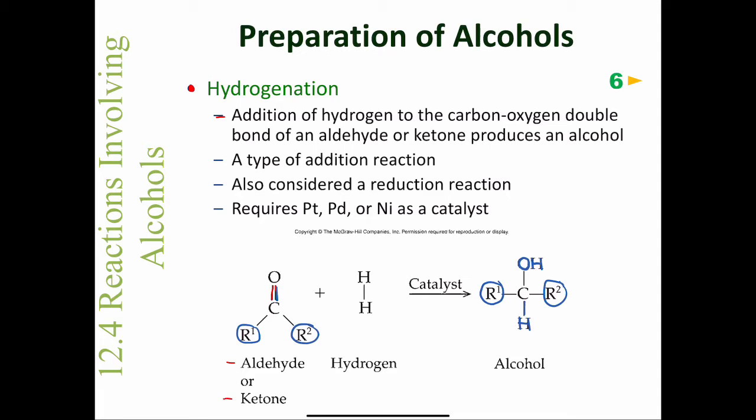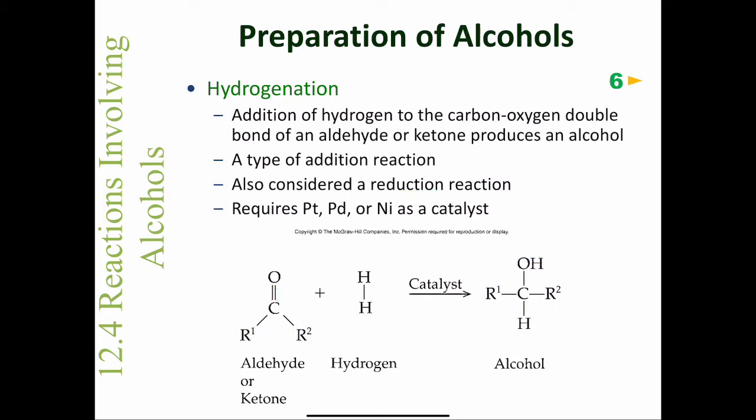Now, not only is this considered an addition reaction because we're adding hydrogen to the molecule, it's also considered a reduction, because in organic chemistry, when we add hydrogen atoms to an organic molecule, we call that a reduction. So adding hydrogens equals a reduction. And just like the hydrogenations that we saw for alkenes that require a catalyst, the same thing applies here. When we perform a reduction on an aldehyde or a ketone to produce an alcohol, we also require a catalyst. And again, the same catalysts that were used with alkenes can be used, namely platinum, palladium, or nickel.